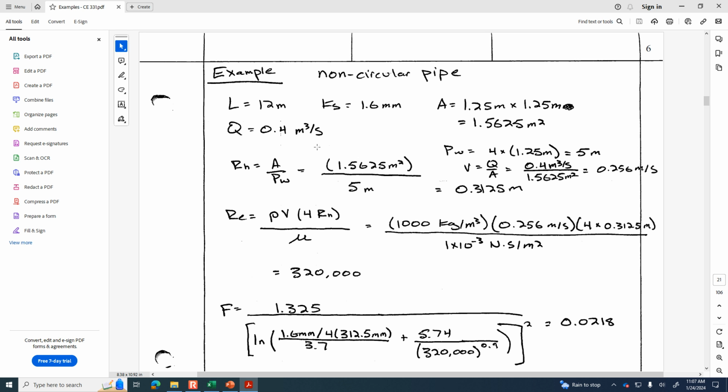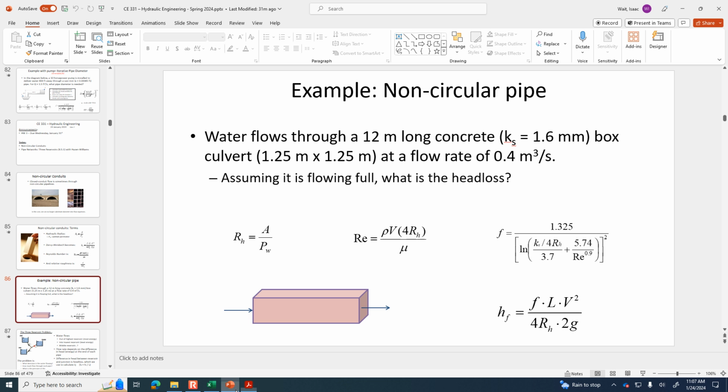1.56 meters squared. You can see the wetted perimeter means what is the perimeter that water will be in contact with when the pipe is flowing full. So that would be 4 times the length of 1.25 meters, because when it's flowing full, water will be in contact with both of the sides, the bottom, and the top. So the perimeter that we're talking about is this perimeter around the outside.